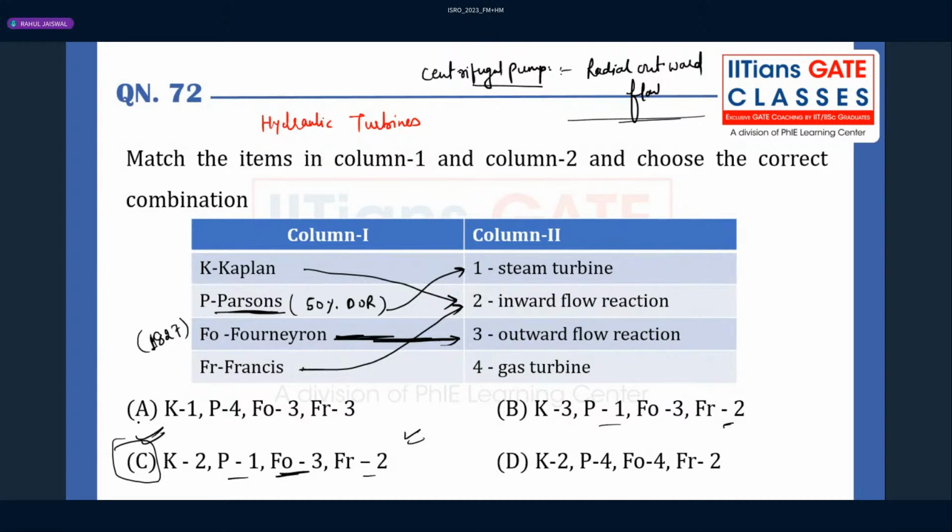Again, there is no need to have the perfect idea about the third option, because based on 1, 2, and 4, you are taking the option.